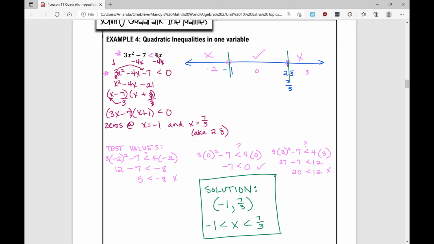We graphed some quadratic inequalities on the coordinate plane to show our solution set. And then we solved some quadratic inequalities. In those examples, we only had one variable, and we set it equal to 0. We factored and found our critical values and tested some points and wrote our solution. And that concludes your notes. I hope it was helpful.